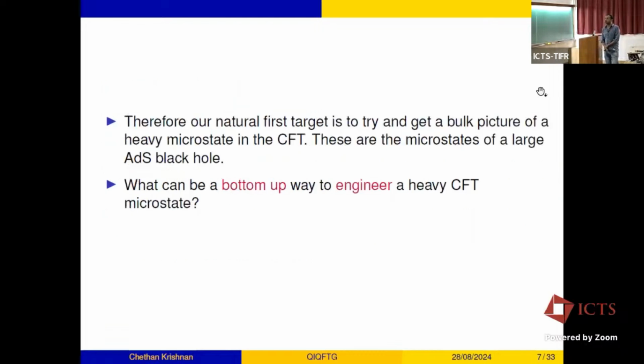Okay, so our first natural target, therefore, is to try and get a bulk picture of a heavy microstate in the CFT. And these are the microstates of a large AdS black hole. So what can be a bottom-up way to engineer a heavy CFT microstate is a question that we will ask.